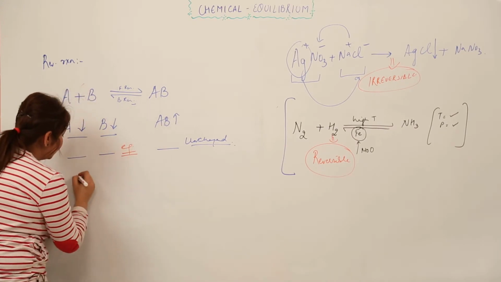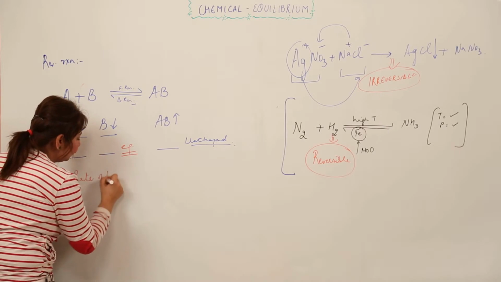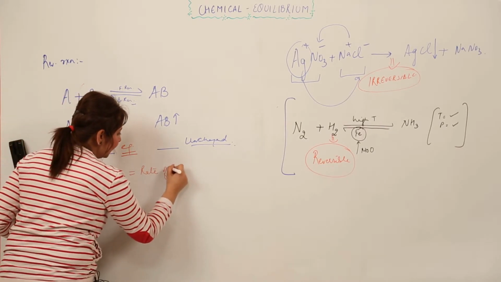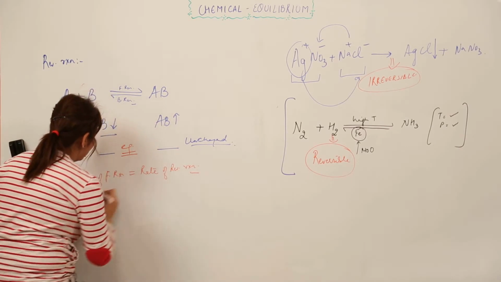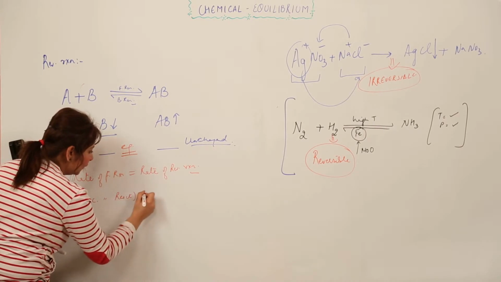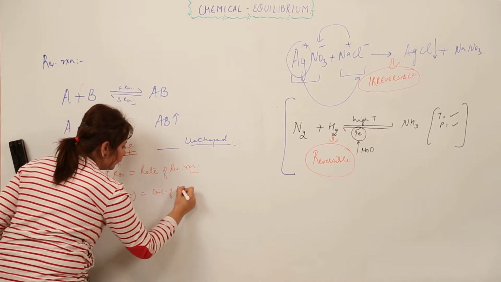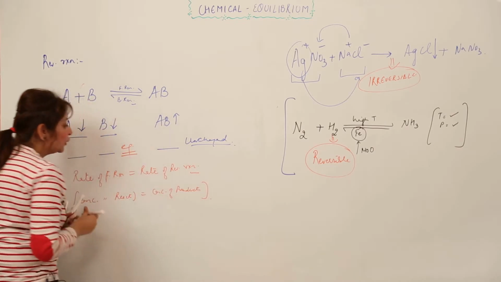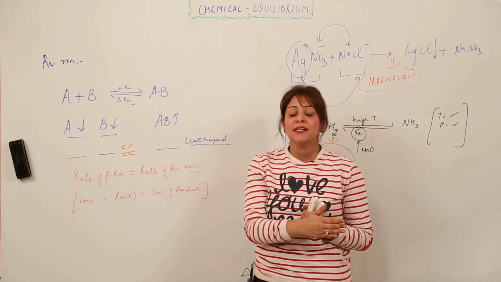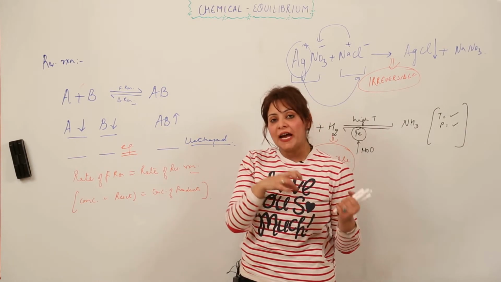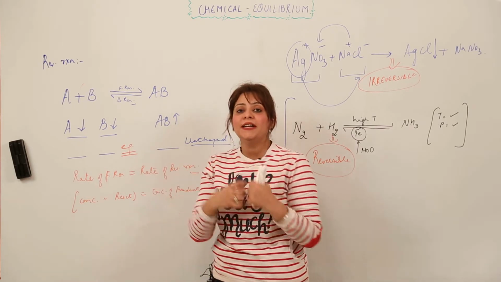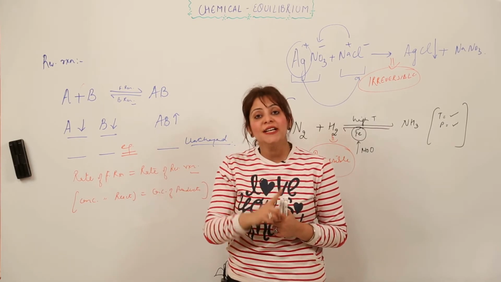So what happens at equilibrium? At equilibrium, the rate of the forward reaction becomes equal to the rate of the reverse reaction, or we can say the concentration of reactants becomes constant along with the concentration of products. So it is not that the reaction is not taking place. The reaction is taking place, but the rate at which the reactant is forming the product and the rate at which the product is forming the reactant become equal. The reaction is still taking place.